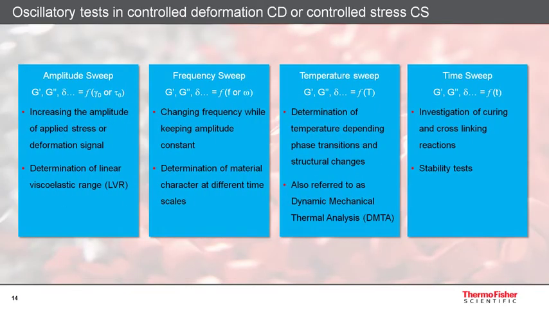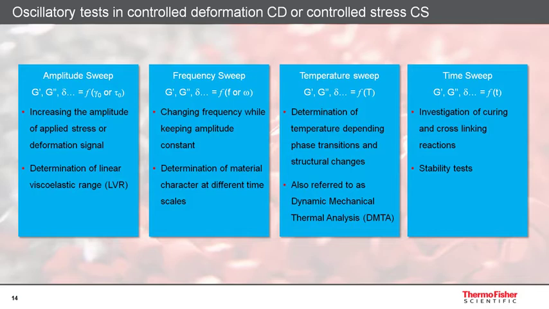Different types of rheological tests in oscillation mode are available. In an amplitude sweep test, the amplitude of the applied stress or strain signal is gradually increased while the excitation frequency is maintained constant. The amplitude sweep test is usually used to determine the so-called linear viscoelastic range of a sample.